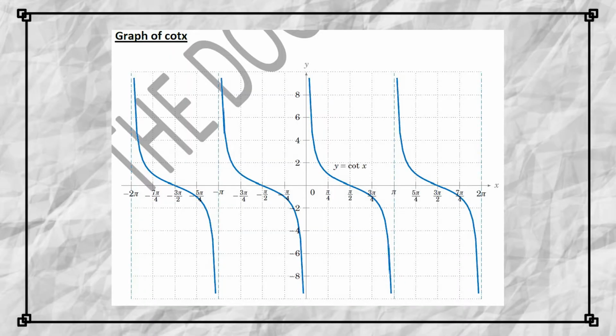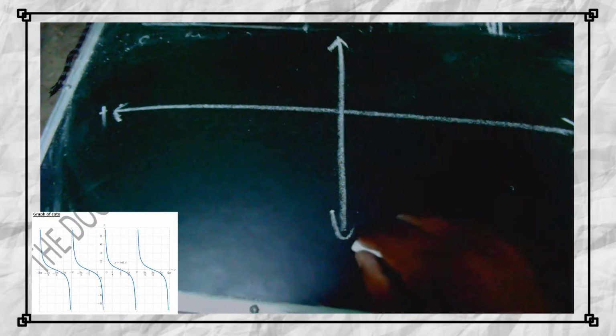Our next graph is the graph of cot x. The graph of cot x is somewhat similar to tan x but a bit different. So let's see why. This is the graph of cot x. Let's see why it is like this.